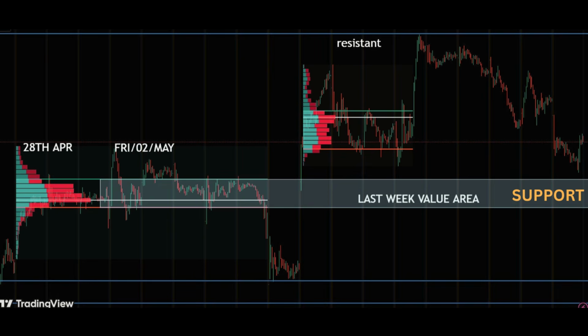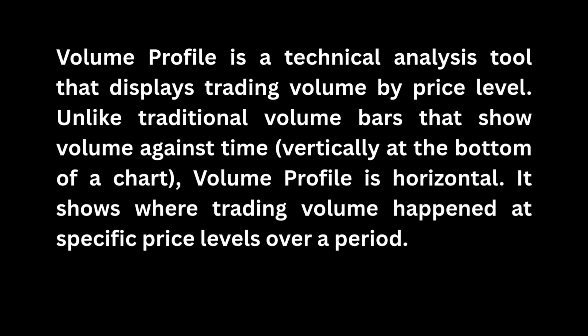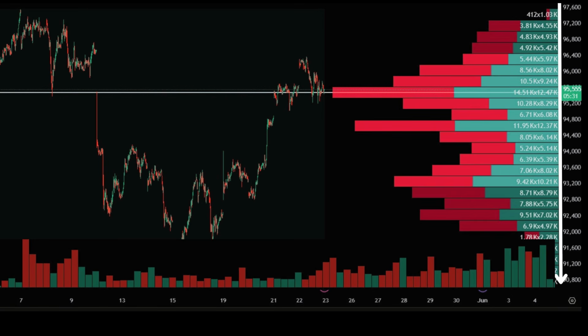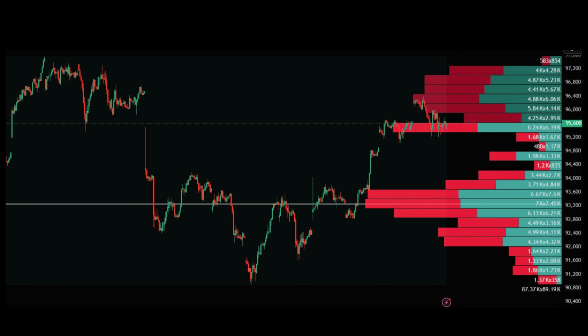Before we dive into FRVP specifically, let's first understand what Volume Profile is. Volume Profile is a technical analysis tool that displays trading volume by price level. Unlike traditional volume bars that show volume against time vertically at the bottom of a chart, Volume Profile is horizontal. It shows where trading volume happened at specific price levels over a period. Think of it like this. Price tells you what the market did. Volume tells you why. It appears as a histogram, horizontal bars on your chart that grow longer where more volume occurred at a specific price and shorter where there was less volume.